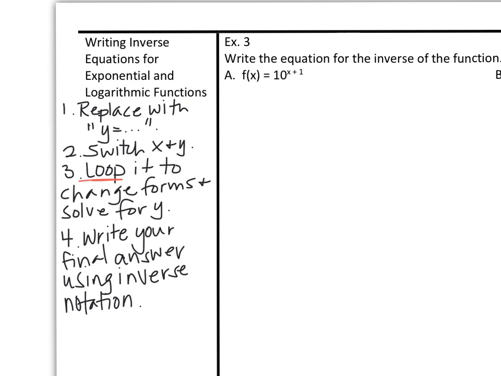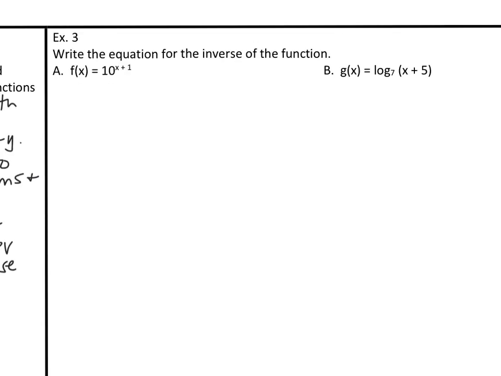Finally, rewrite your answer in inverse notation. Let's take a look at a couple of examples on the right. Write the equation for the inverse of the function. Example A, f of x equals 10 to the x plus 1. The first thing we're going to do is just rewrite the function as y equals 10 to the x plus 1.